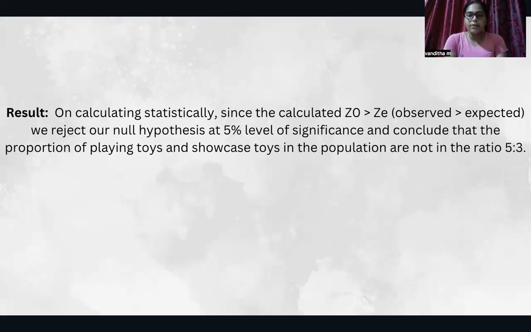So we need to calculate at the 5% level of significance. So the null hypothesis at the 5% level of significance is rejected. And we conclude that the proportion of playing toys and showcase toys in the population are not in the ratio 5:3. Hope you have understood all the topics which I have explained previously.